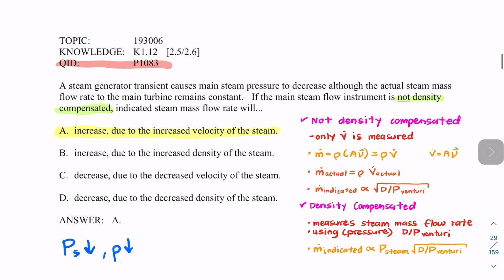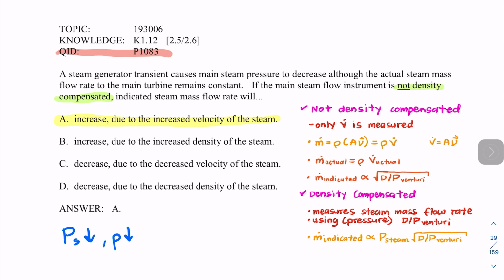So now the next question, P1083. For P1083, similar question, but now this one is talking about not density compensated. So now, a steam generator transient causes main steam pressure to decrease, although the actual steam mass flow rate to the turbine remains constant. So the flow rate remains constant. If the main steam flow instrument is not density compensated, the indicated steam mass flow rate will.